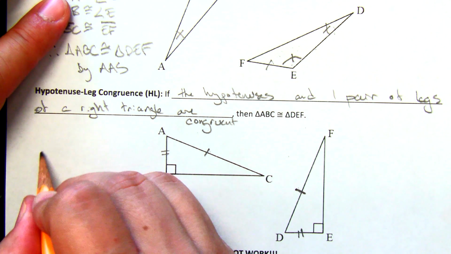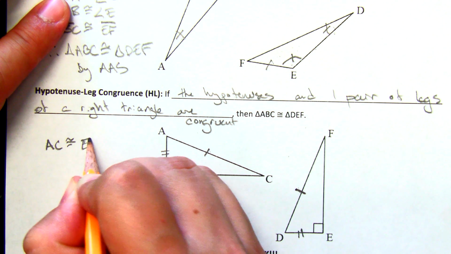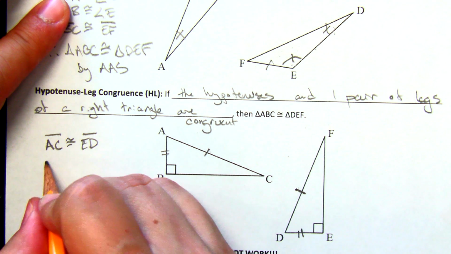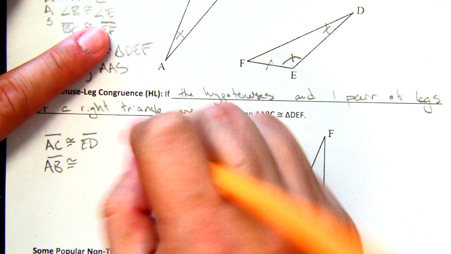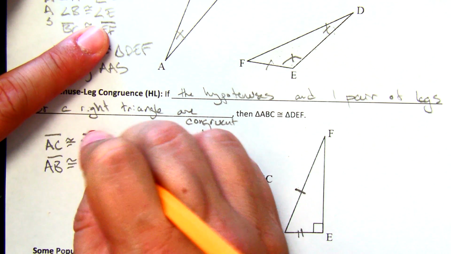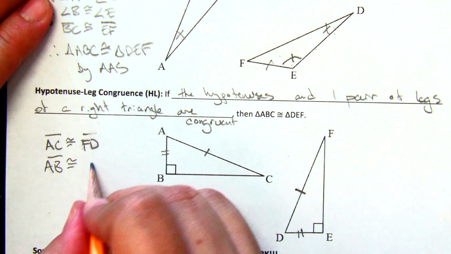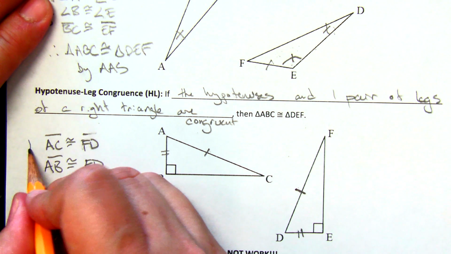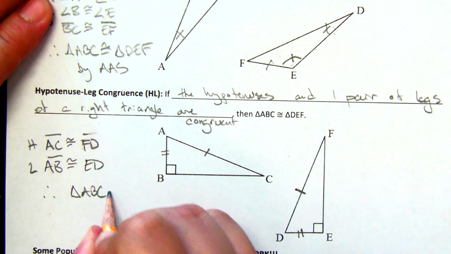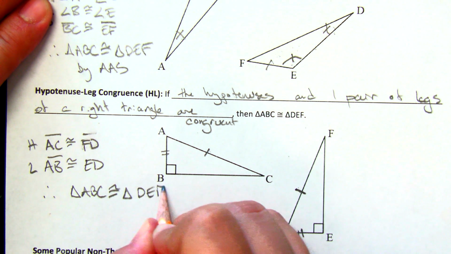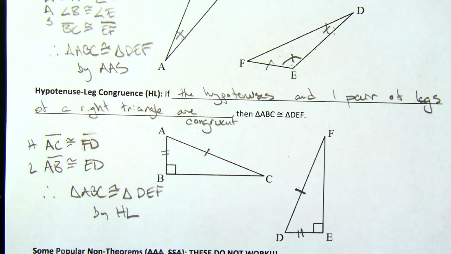We could just say AC is congruent to... what did I say? AC is congruent to FD. Apologize. AB is congruent to ED. So I've got my hypotenuse, I've got my leg. Therefore, triangle ABC is congruent to triangle DEF by HL. That would be an example of using hypotenuse-leg.